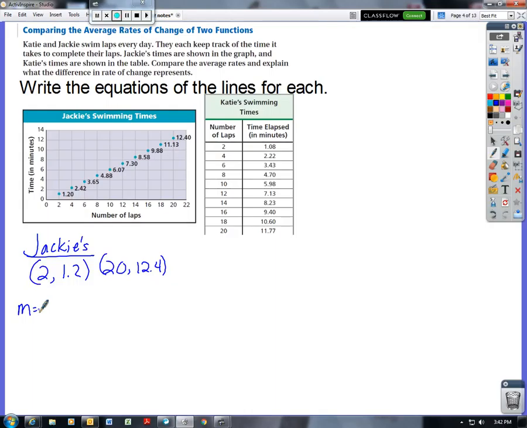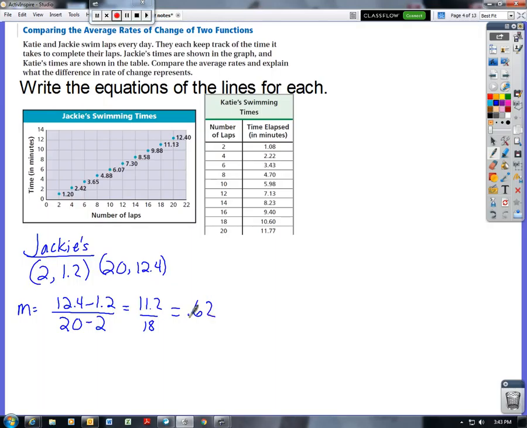We've talked recently about slope being the change in the y's over the change in the x's, so make sure you do your y's on top, 12.4 minus 1.2. Since I started on the second point, I need to start on the second point on the bottom as well. So 12.4 minus 1.2 is 11.2 divided by 18. And I've probably got that worked out ahead of time to save time here. So yes, that ends up being 0.62.